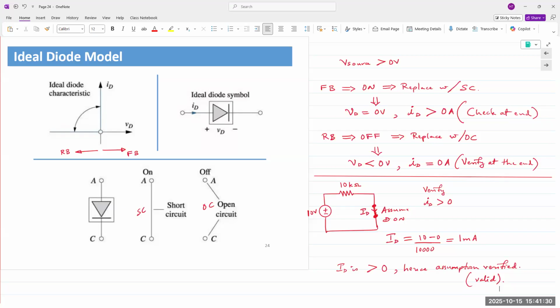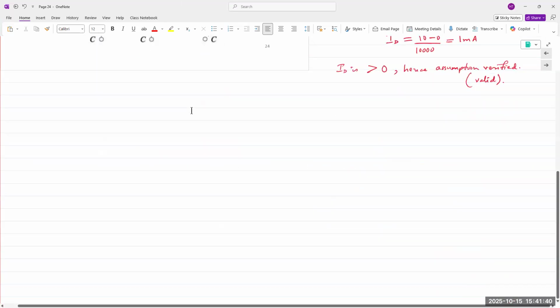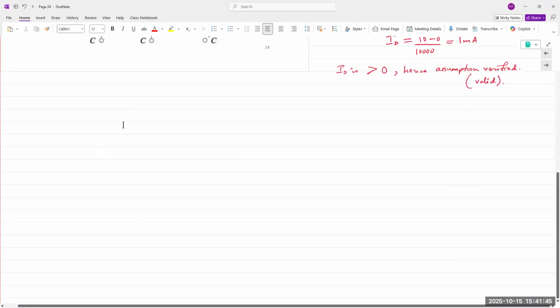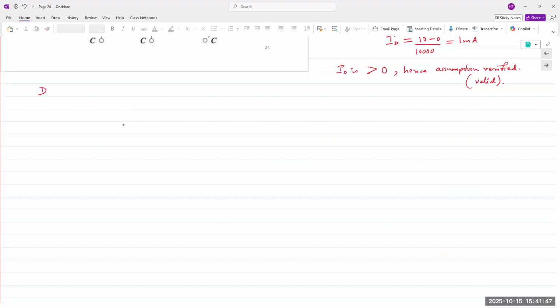All right. What if the diode was reversed? What would our assumption be? Diode reversed.